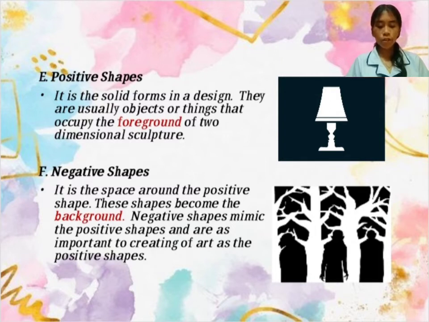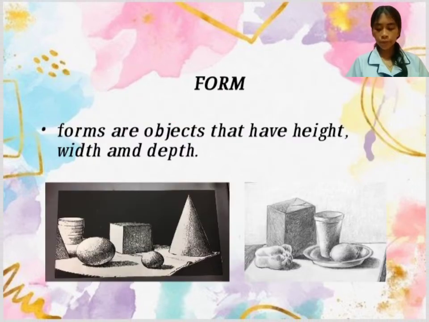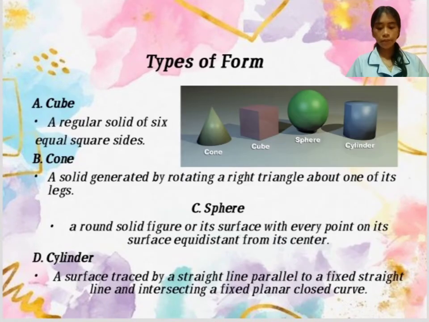Negative shape. It is the space around the positive shape. This shape becomes the background. Negative shapes mimic the positive shapes and are as important to creating art as the positive shapes. Forms are objects that have height, width, and depth.